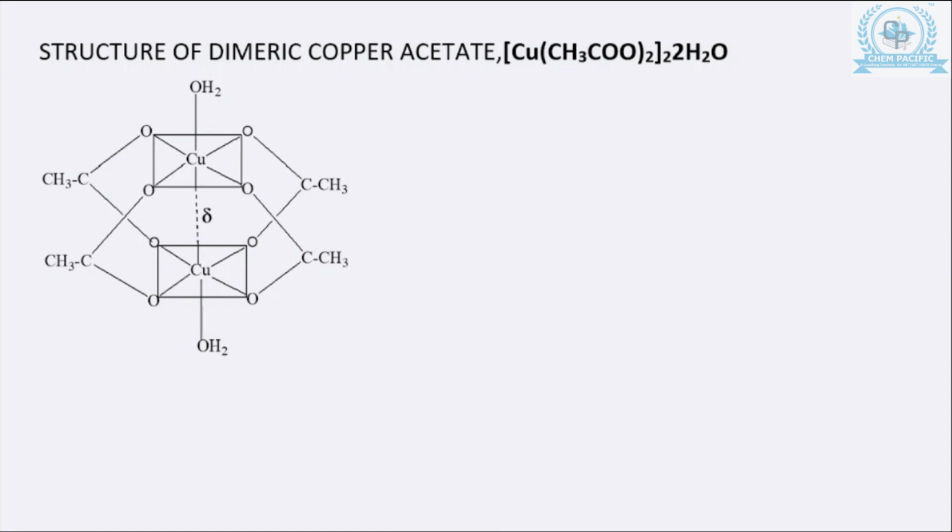In this video, I'm going to discuss with you the structure of dimeric copper acetate. In my previous video, I already discussed with you about the rhenium chloride structure and how the delta bond is formed over there. Now, we are going to discuss the formation of delta bond in another complex, that is the dimeric copper acetate, in this video.